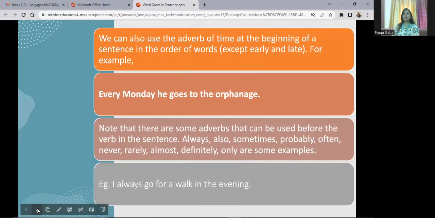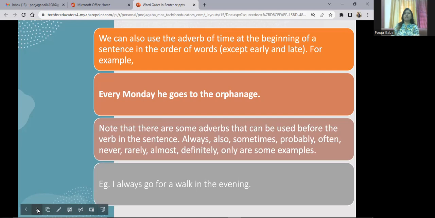We can also use the adverb of time at the beginning of a sentence, except early or late. There are certain adverbs of time which can be kept in the beginning of the sentence also, other than early and late. Now see this example. Every Monday he goes to the orphanage. Now every Monday here is the time, which is placed in the beginning of the sentence, and then comes subject, verb and object.